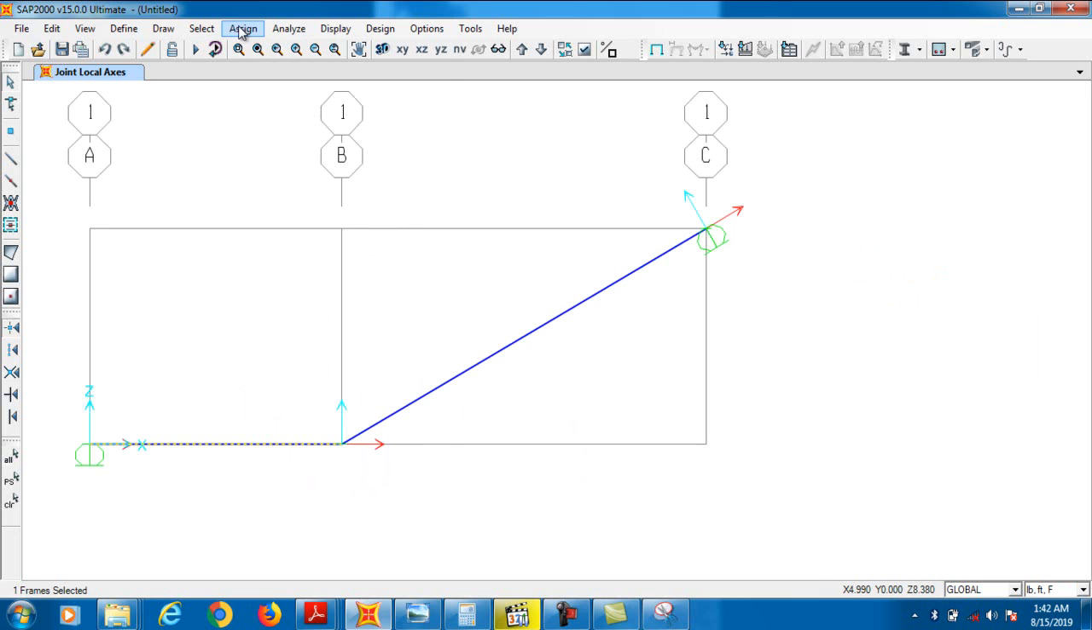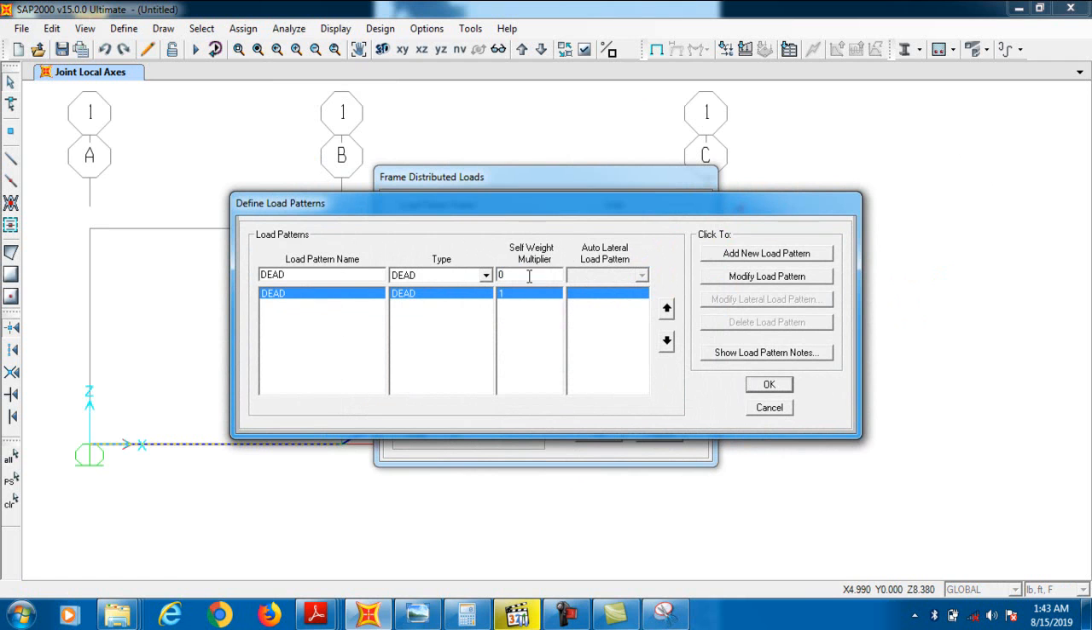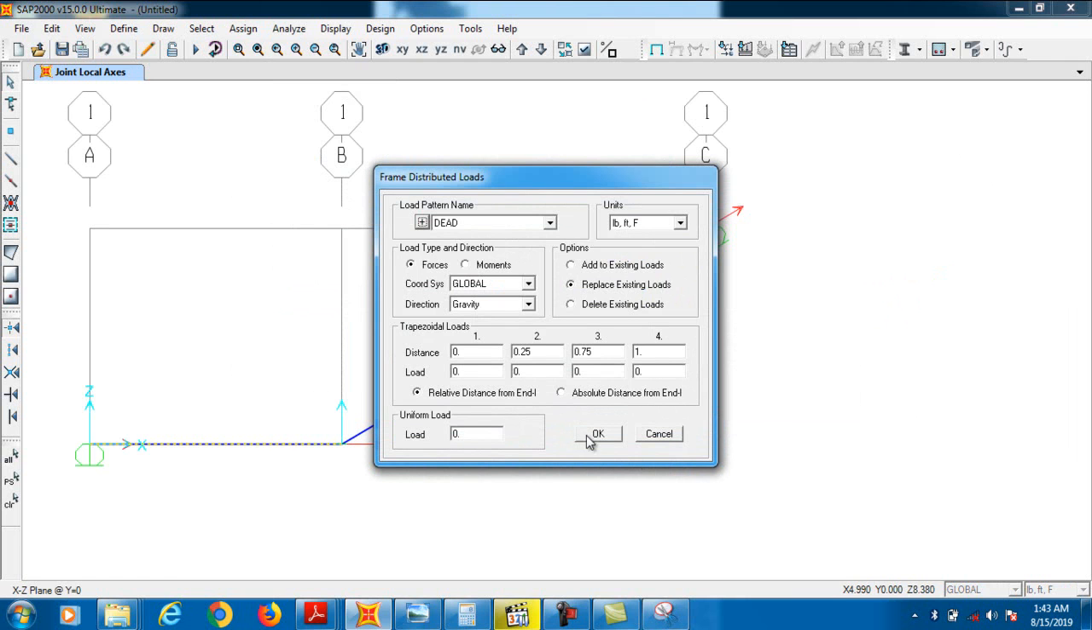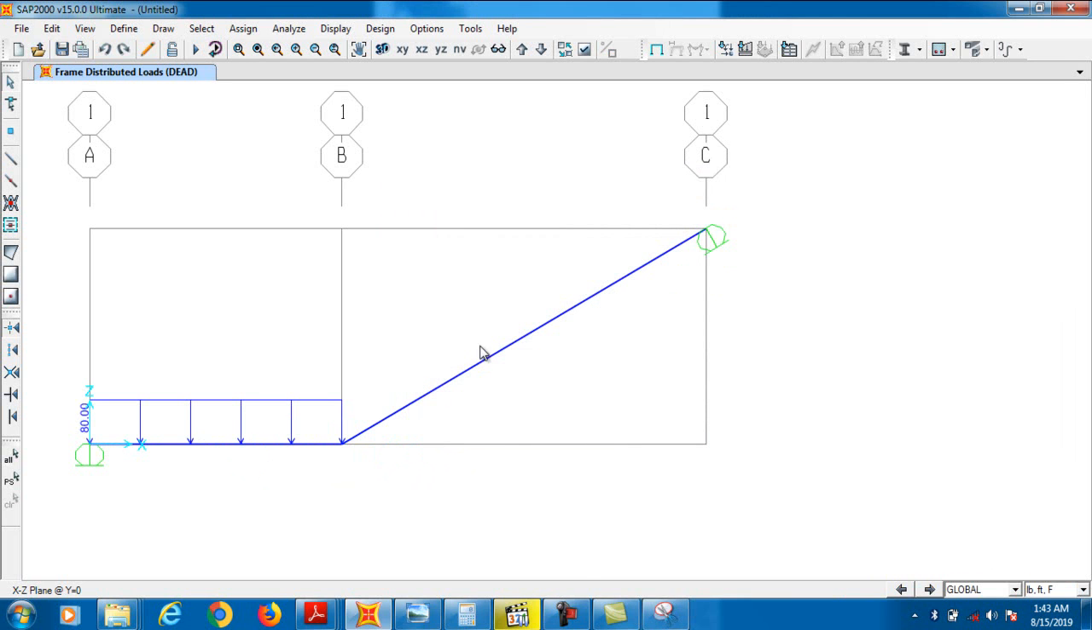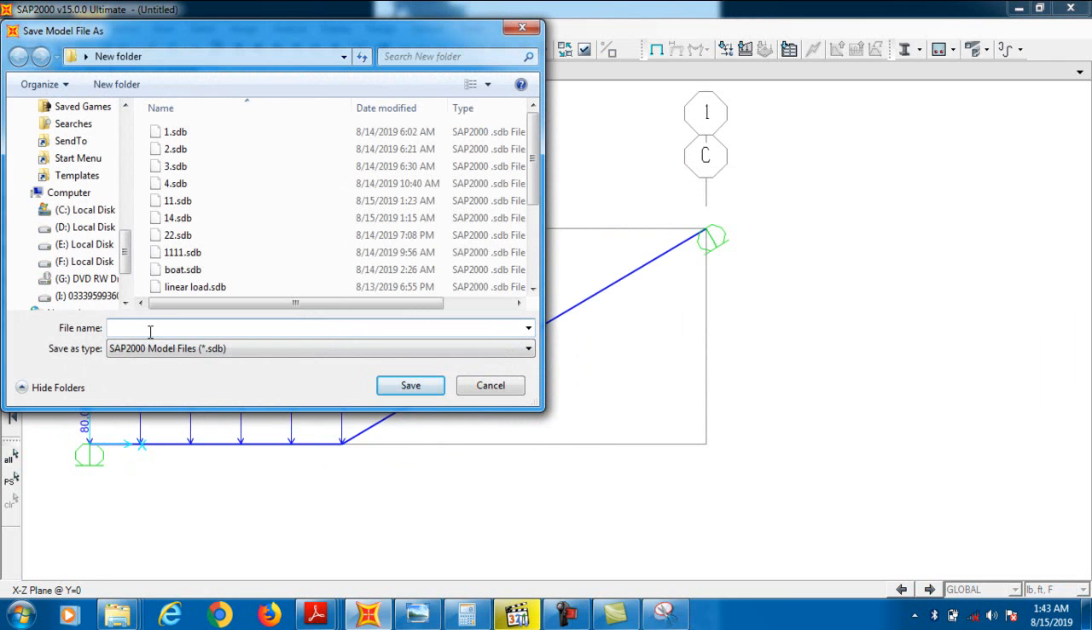Now assign the loading. Assign frame load, distributed, make this equal to 0. Okay, modify, okay, and dead load, this option, global axis, direction is gravity, and you have to apply a UDL of 80 pound, because this whole span is subjected to 80 pound per feet. Joints are assigned, beam element is drawn, loadings are assigned. Let's see, we will analyze. Save it. This is project number 15.